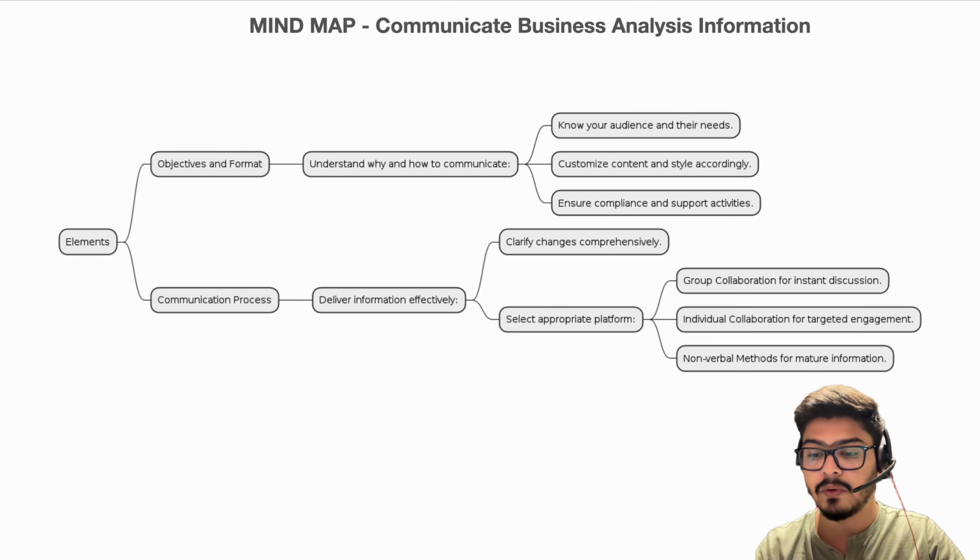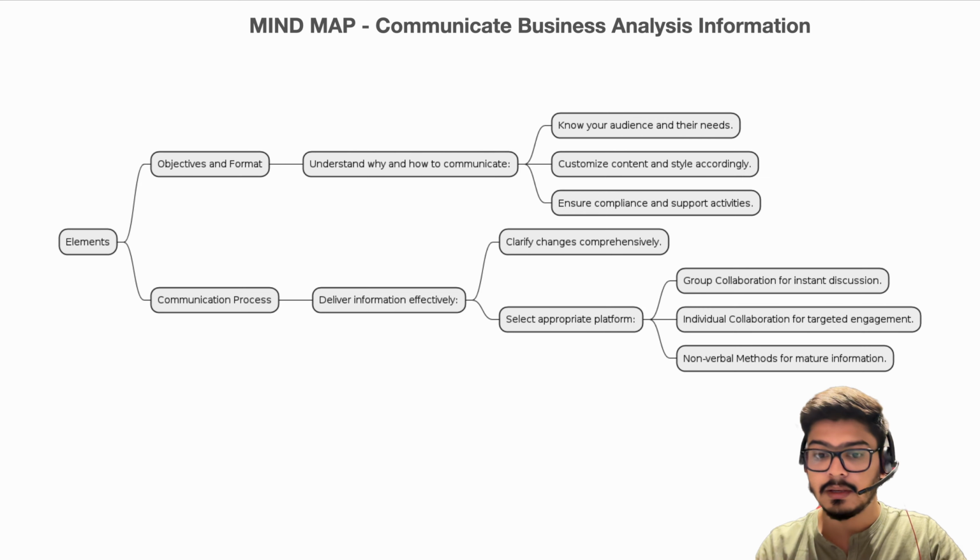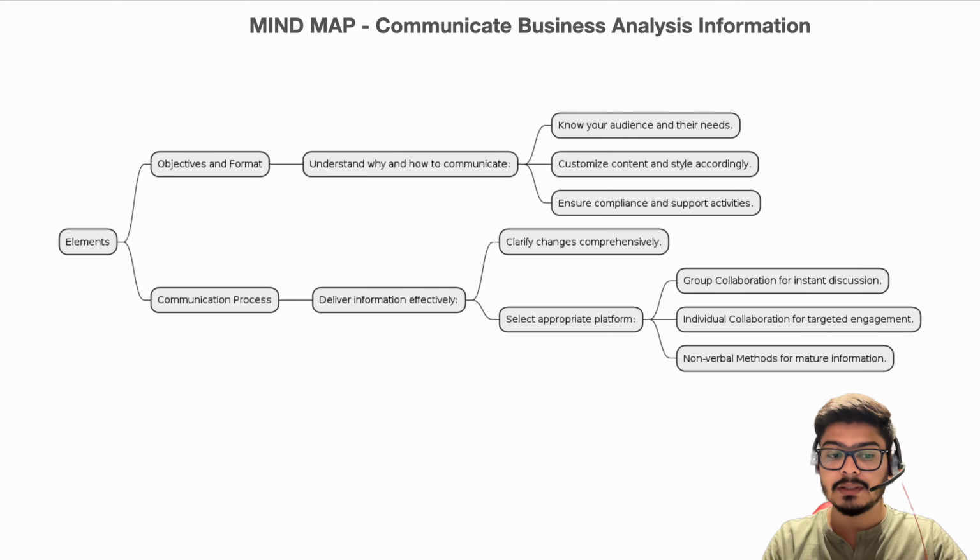Like who is my audience that I actually want to communicate the information, and the reason is to understand their needs. Then customize the content and style according to the targeted audience so that you communicate and they would be able to listen carefully, and ensure that everything is happening within compliance and are actually supporting activities. Other one is communication process.